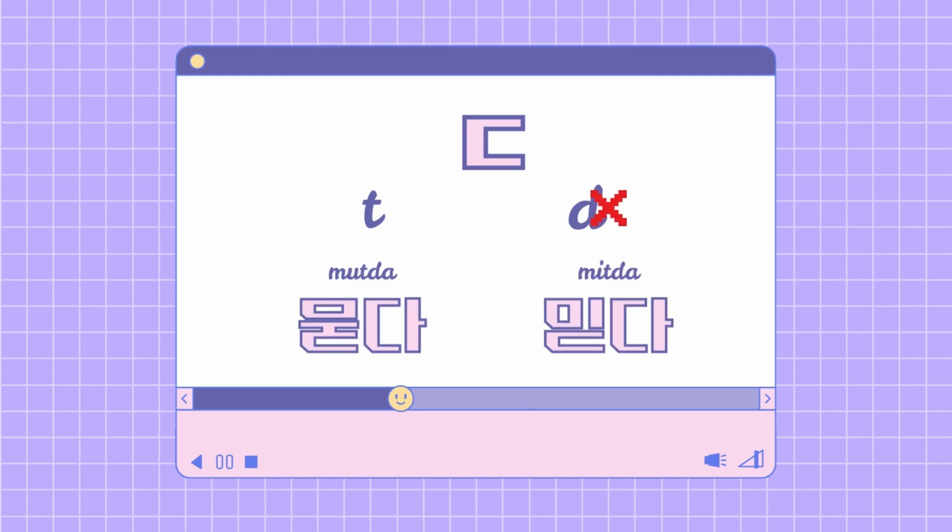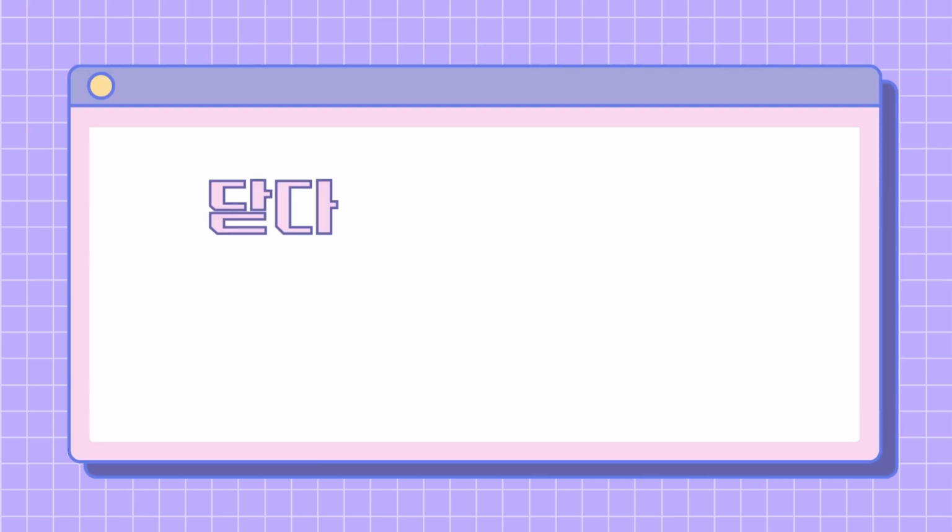Our third consonant is digeut. Digeut will be pronounced as t and not d. Can you see the difference between the pronunciation? T will be pronounced and not d. For example, it will be 묻다, with a t sound, not a d sound. And 믿다, t, 믿다, not mid-da. 믿다 will be the correct pronunciation.